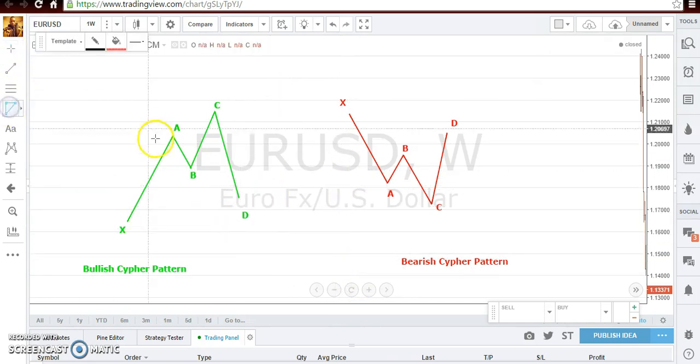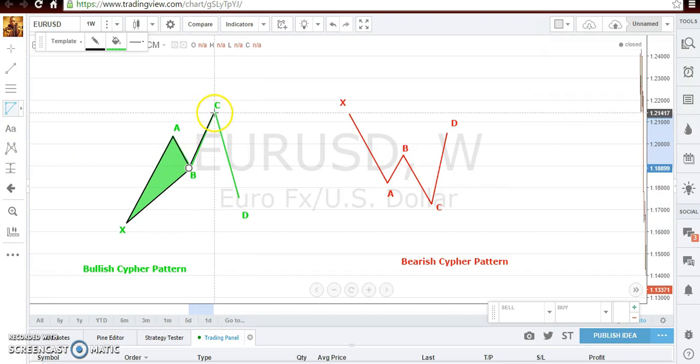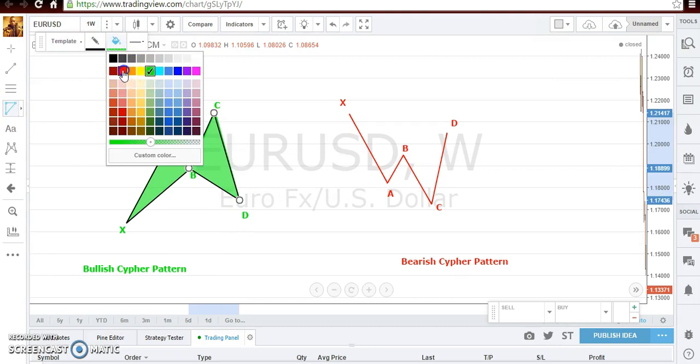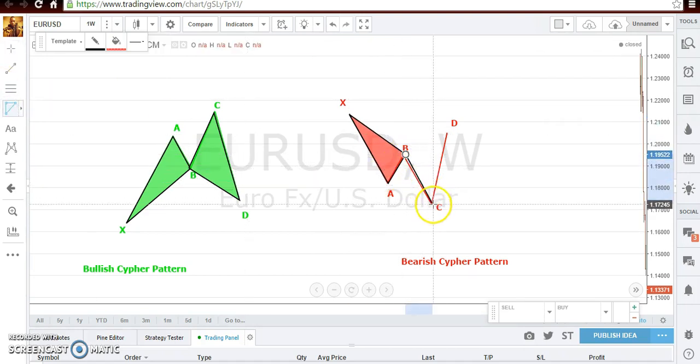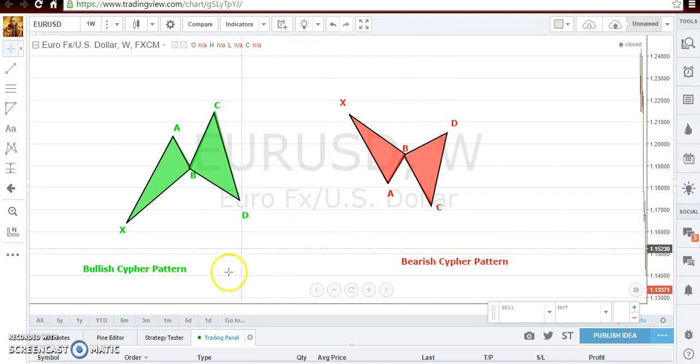So the final thing I'm going to do is I'm just going to complete this triangle. It's not really important, but that's how it is. So I'm going to go ahead and complete that triangle. I'm going to do that one as well, just to make it pretty. So that's our bullish cipher pattern, and that's our bearish cipher pattern. So this is it, guys. This is what the cipher pattern look like. So next time you see a picture like this, you can just tell that it is a cipher pattern.